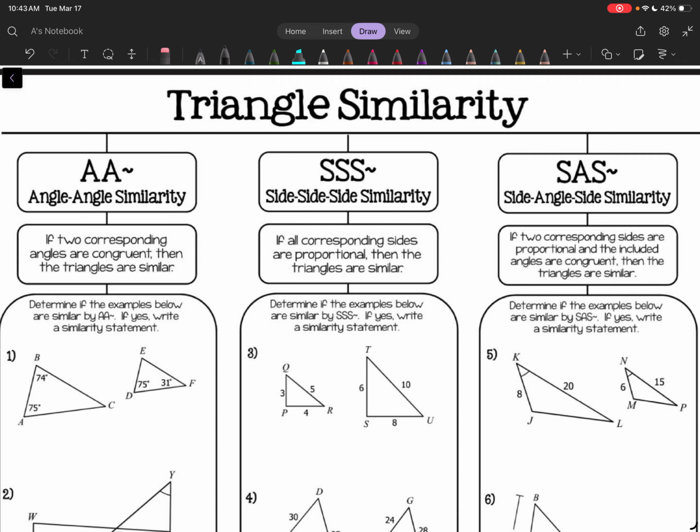For similar triangles, we have three types we need to be able to identify. We need angle-angle, side-side-side, and side-angle-side for similarity. Angle-angle is the easiest in my opinion. If two corresponding angles are congruent, then the triangles are similar.